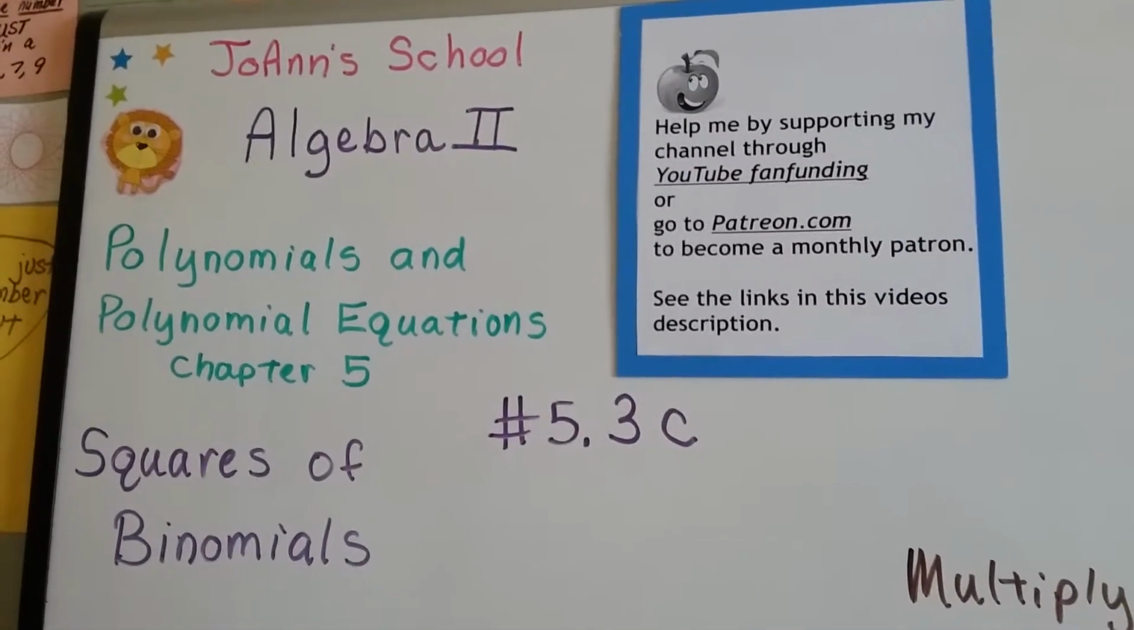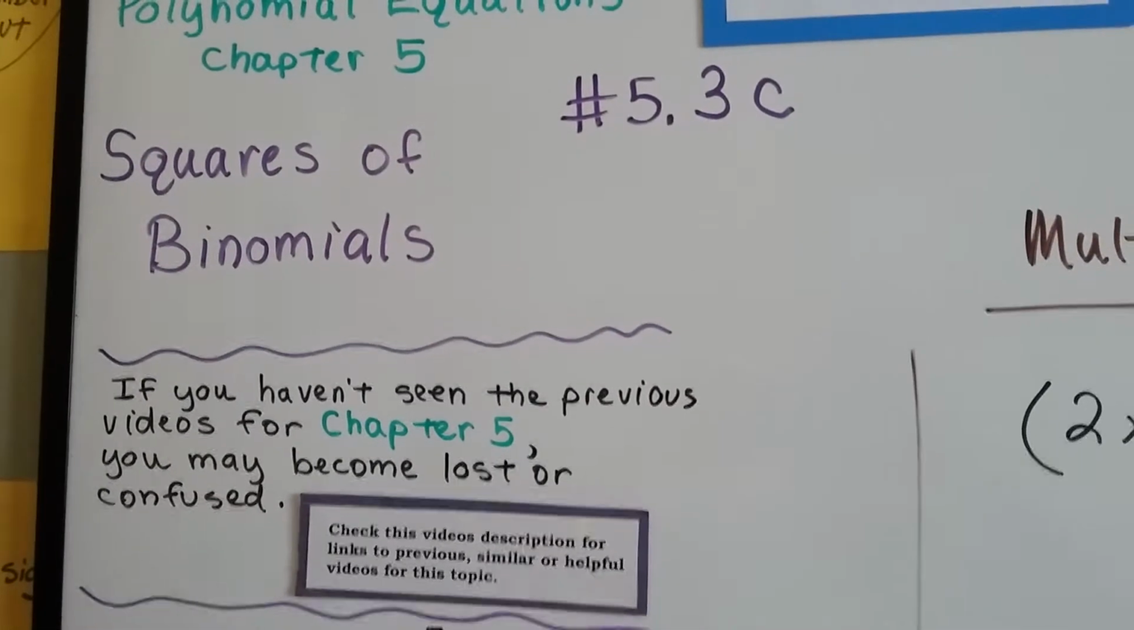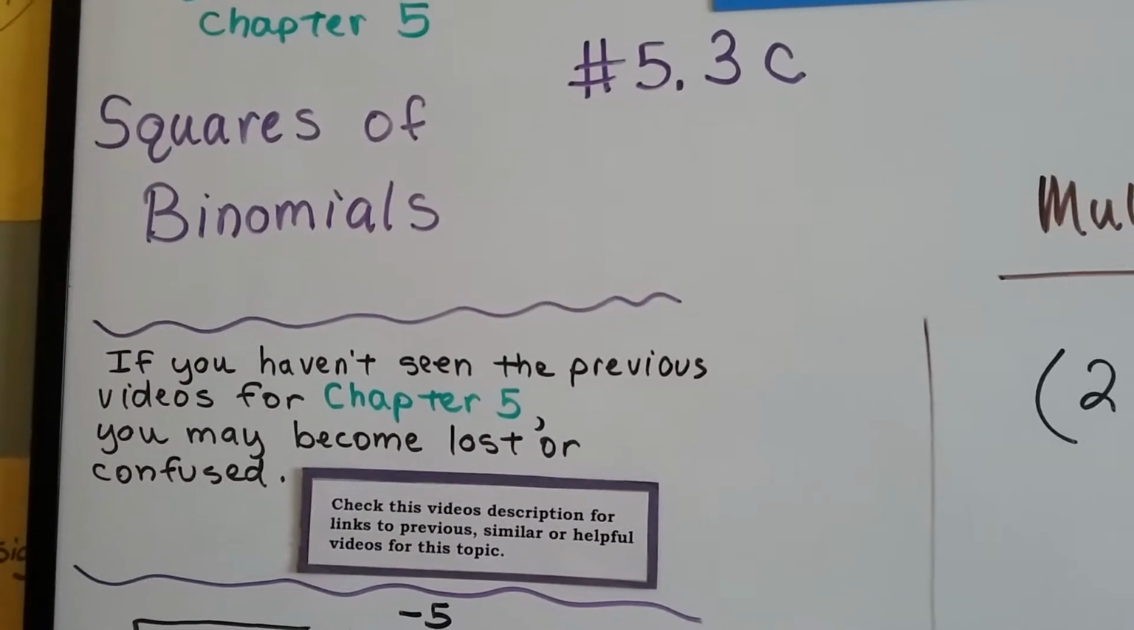Algebra II 5.3c, Squares of Binomials. If you haven't seen the previous videos for Chapter 5, you might get lost or confused, and there's links in this video's description so you can watch them before you watch this one.